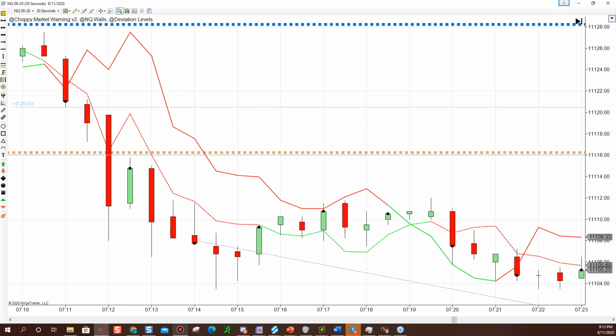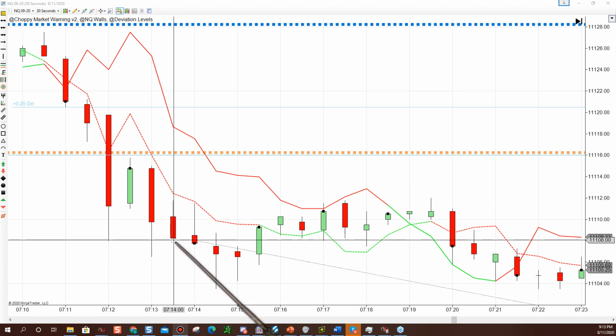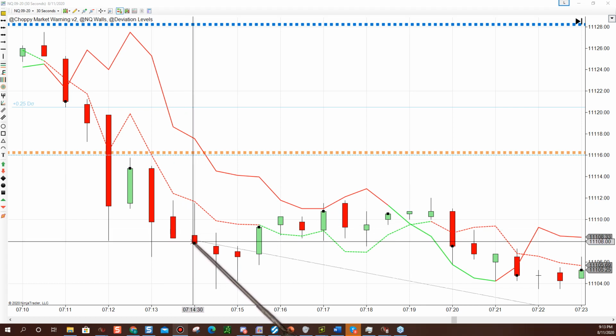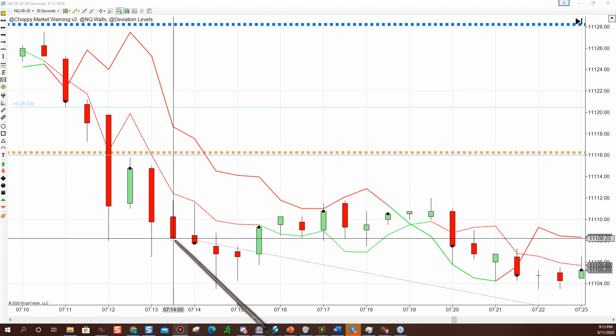So does that help out, Gerald? So both are angling down, and the low of the setup bar, which is when both are angling down, the very next bar, you get in when the low is broken. You're waiting for the low of the setup bar to be broken. This 30-second setup bar.